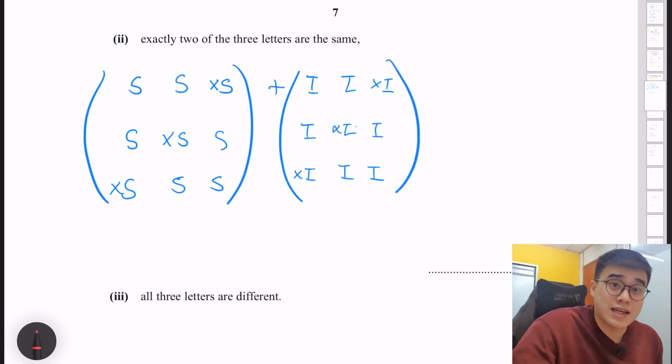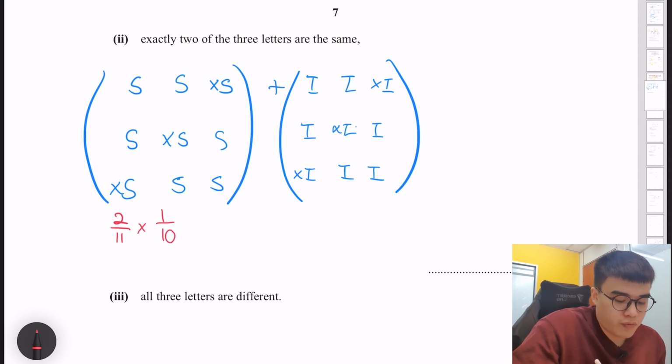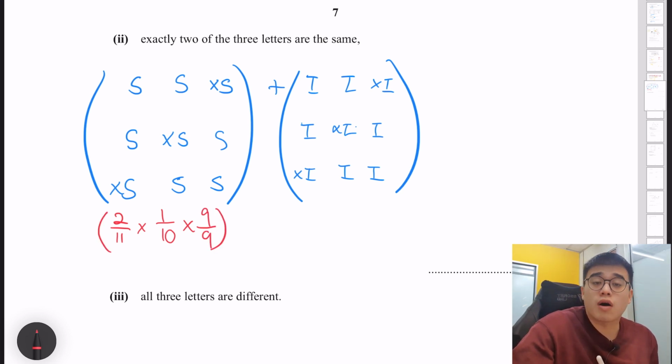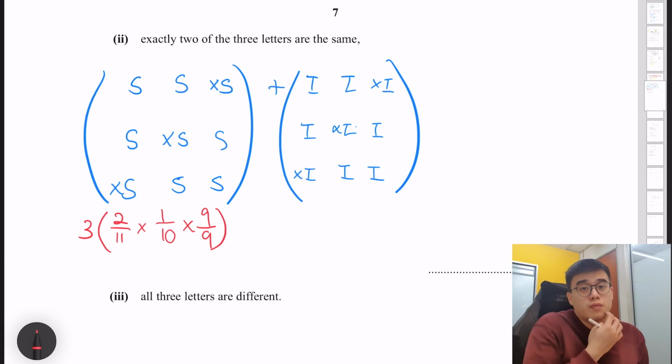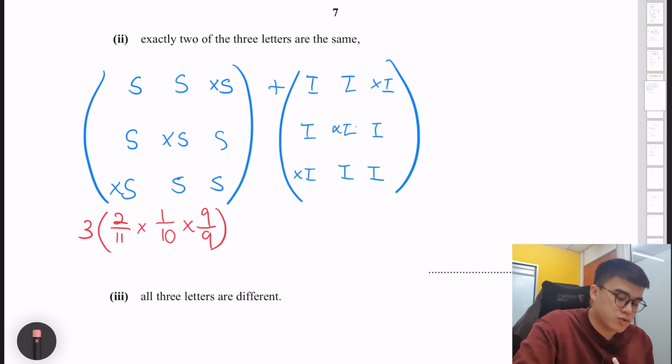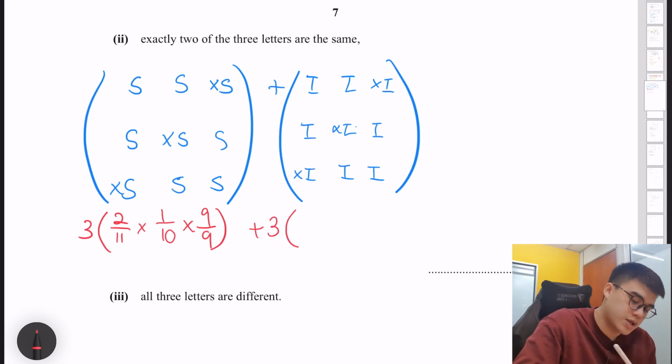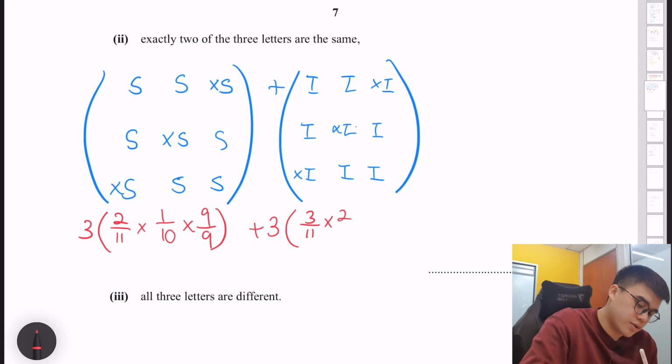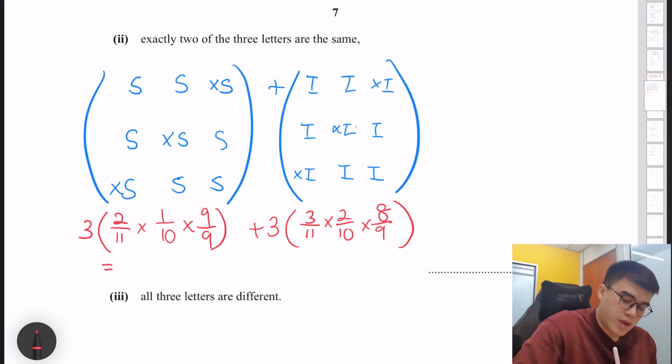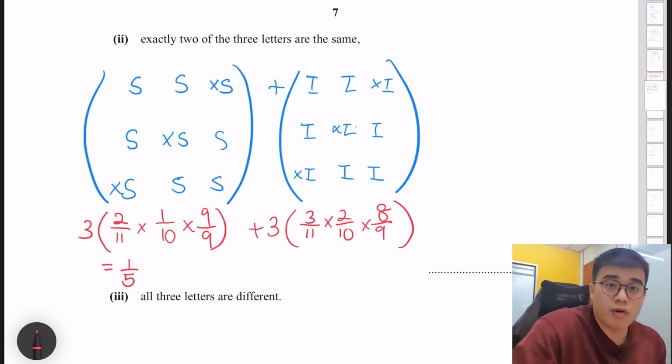So now let's list down the possibilities. We got 2 over 11 times 1 over 10 times 9 over 9. You don't have to repeat all of them, you just have to put a 3 at the front, because the numerator and the denominator will still be the same, and only their places are changed. Same goes to the 1 at the back. We have plus 3 over 11, 2 over 10, and 8 over 9. With this, you will get 1 over 5 as your final answer.